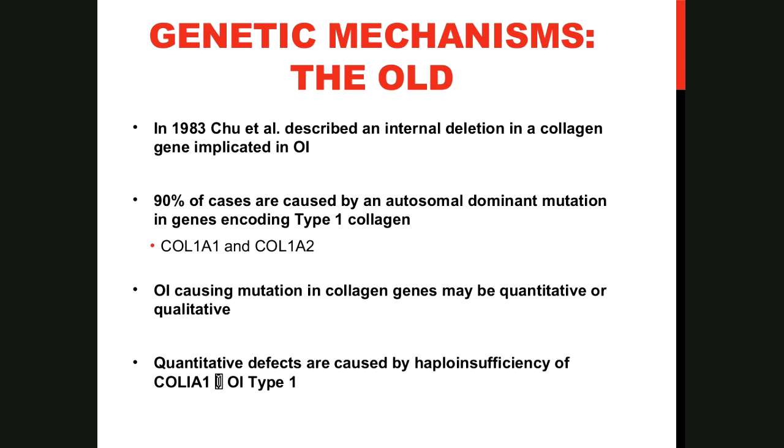To date, about 1,500 mutations have been identified that cause OI, and again, 90% of them have been either COL1A1 or COL1A2. Just given the sheer number of mutations that have been identified, it's been very difficult to come up with genotype-phenotype correlations for individual genetic mutations.